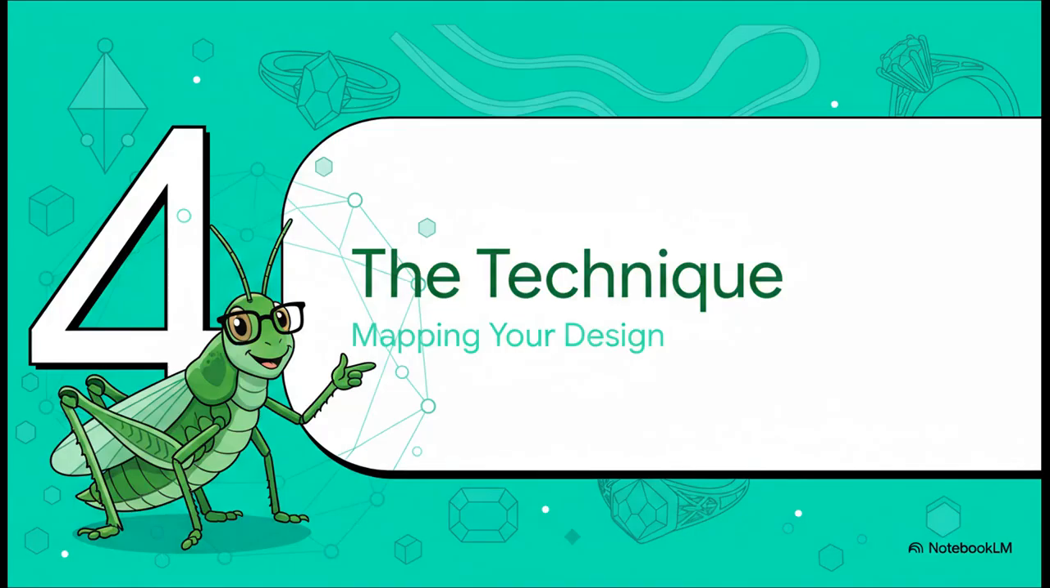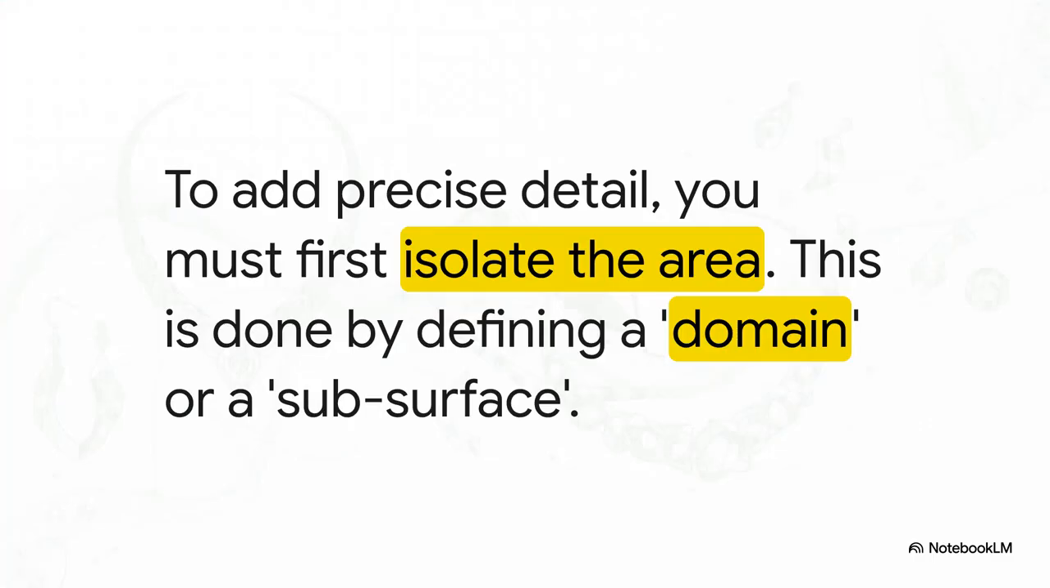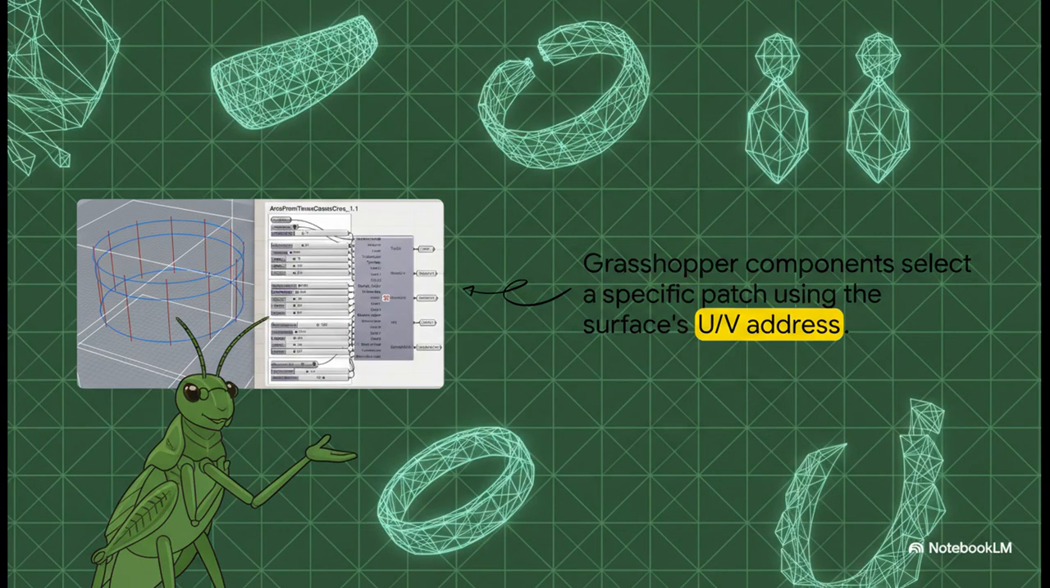Okay, so how do we actually use this parametric power? Well, the key, the real secret sauce, is learning how to map your design by isolating a very specific area on your surface where you want to add all those little details. The main idea is this. Before you can just start covering an area with gems or textures, you have to tell the software exactly which area you're talking about. You need to draw a boundary. In the world of Grasshopper, this is called defining a domain or extracting a subsurface. And this is exactly how you do it.